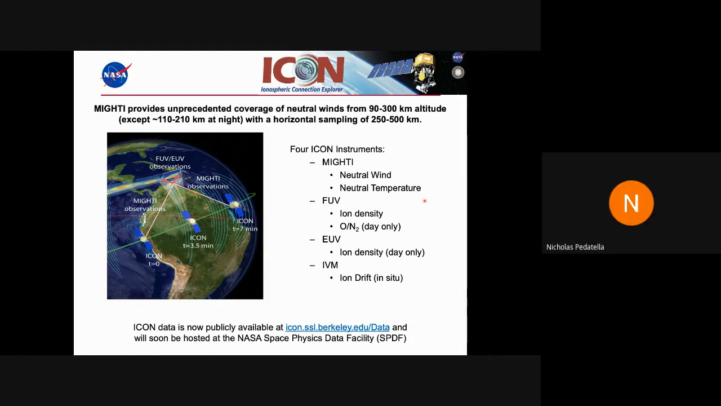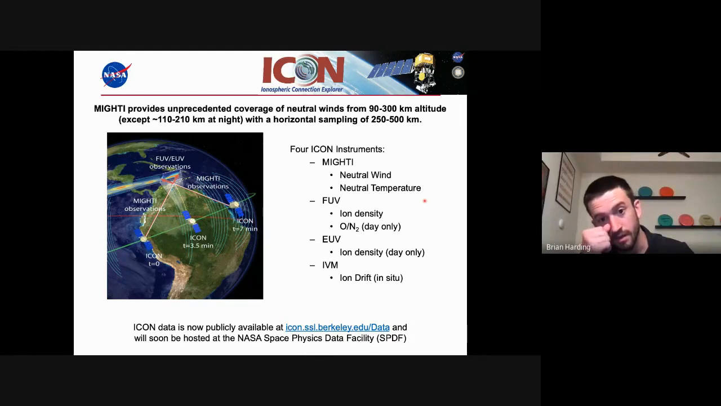And Dan asked a question in the chat here. Is there an effort to tie the variability seen in the thermosphere winds to variability in the troposphere? Yes. Our first goal is, of course, once you know the variability, you measure the variability directly with MIGHTI at 90 kilometers. That is the wind that affects the ionosphere higher up.